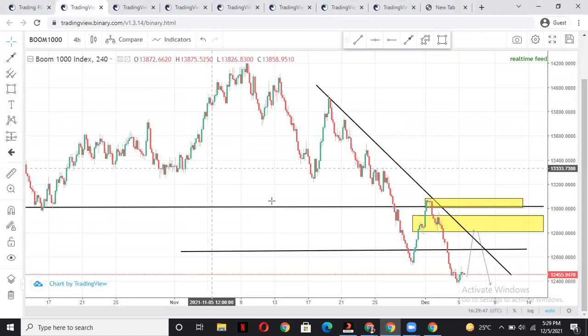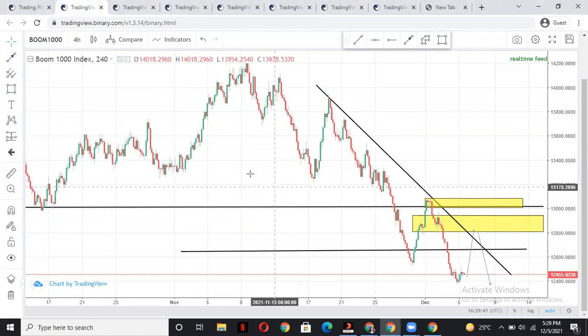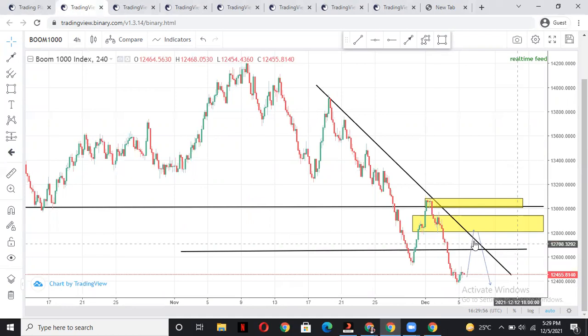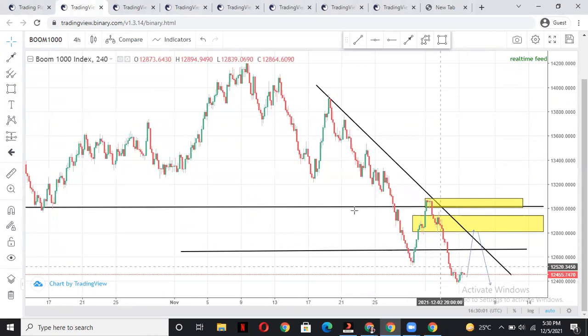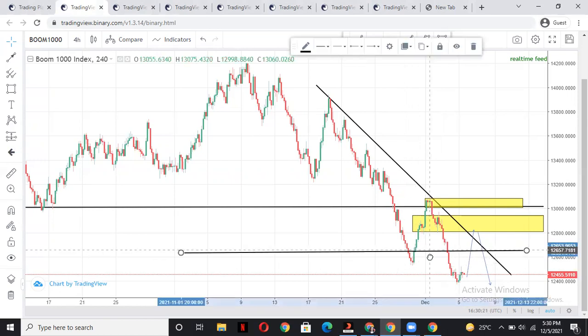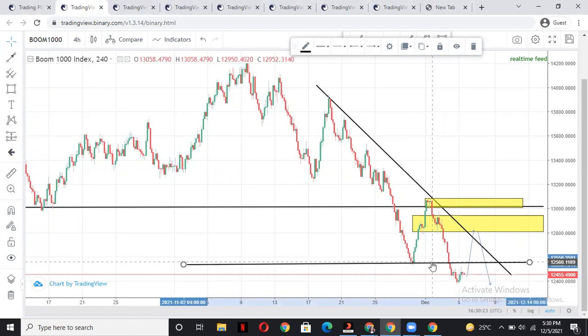Boom 1000. Here is Boom 1000. This is a 4 hours outlook. You can see here that we have a break of structure at this point. Price created a low and came back to create another high. Then after creating the high, what can we see here? There is another break of structure at this point.